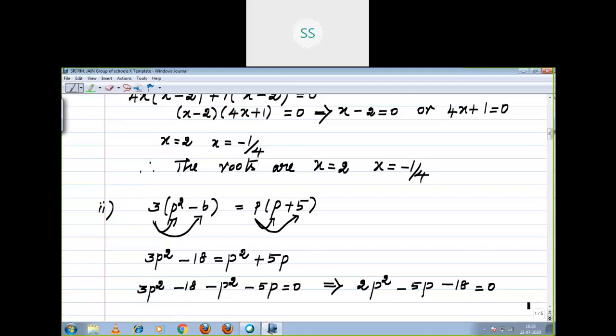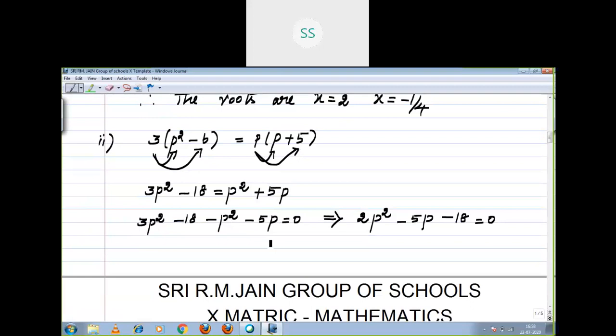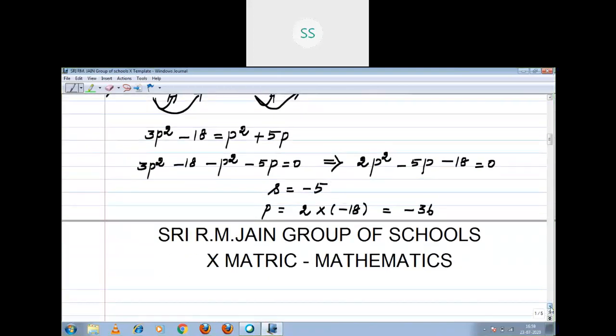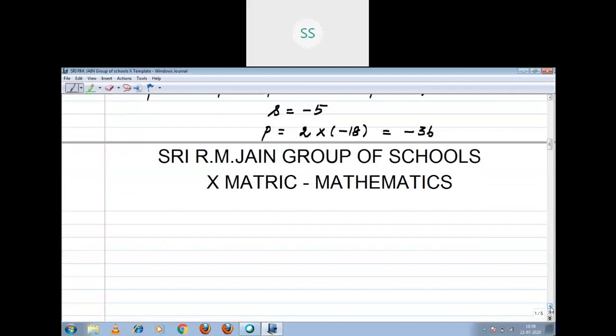Now the same thing I discussed in the first sum. What is your sum? Sum equal to coefficient of p. Here your variable is p, right? Product equal to coefficient of p square into constant, 2 into minus 18, which is equal to minus 36. Now we are going to find out the possibilities. The product only will give you the possibility, right? For the selection you have to take the sum, for the possibility you have to take the product.